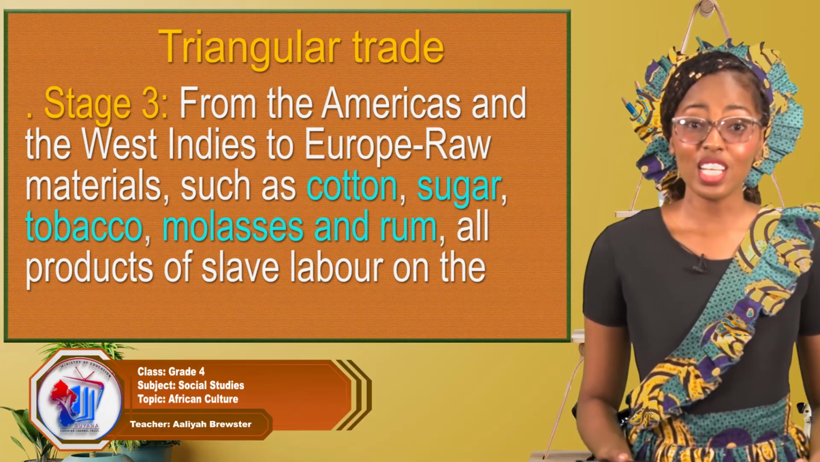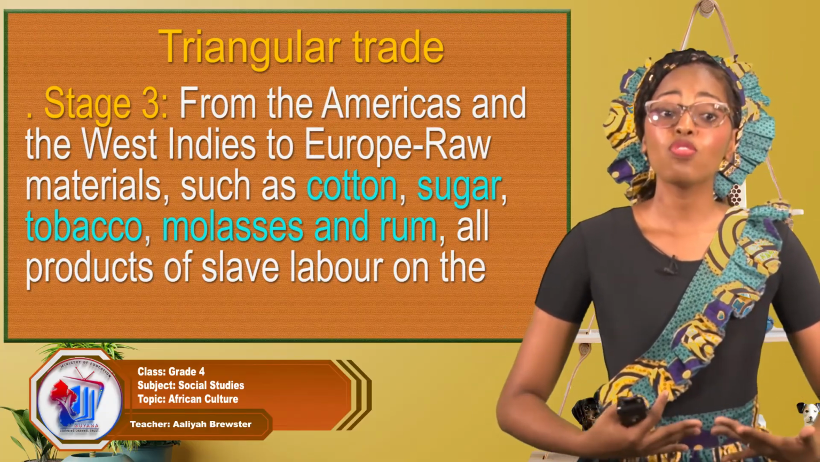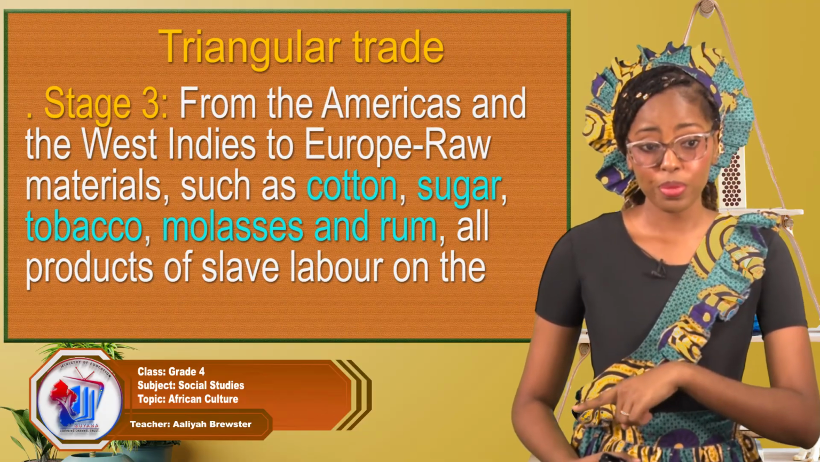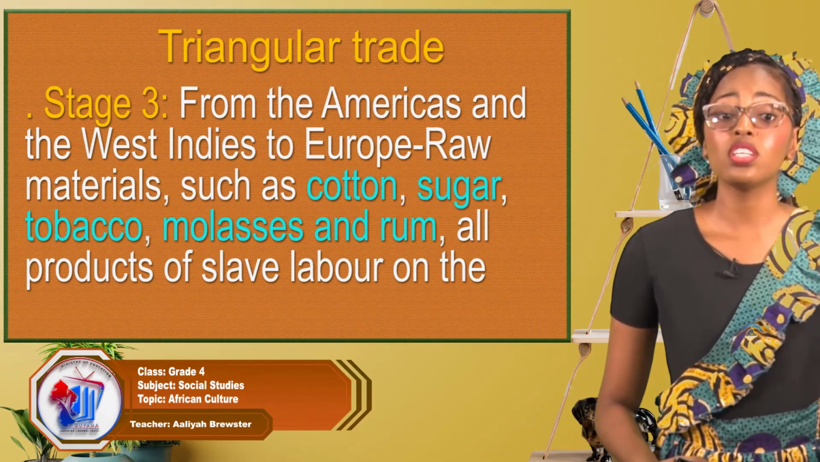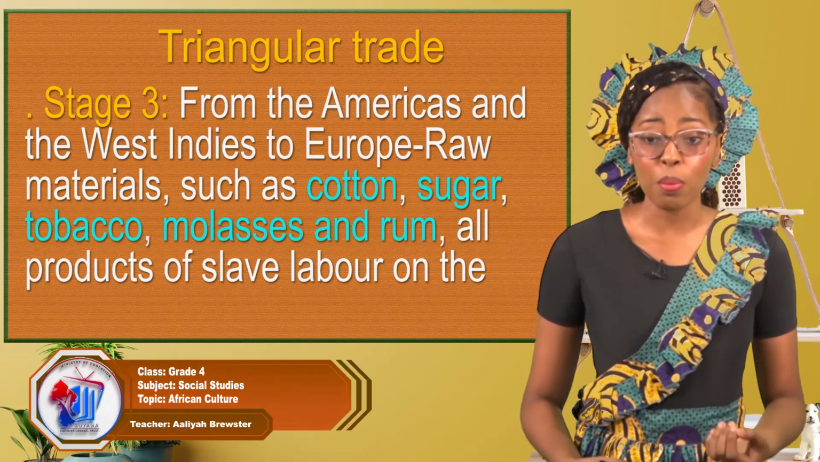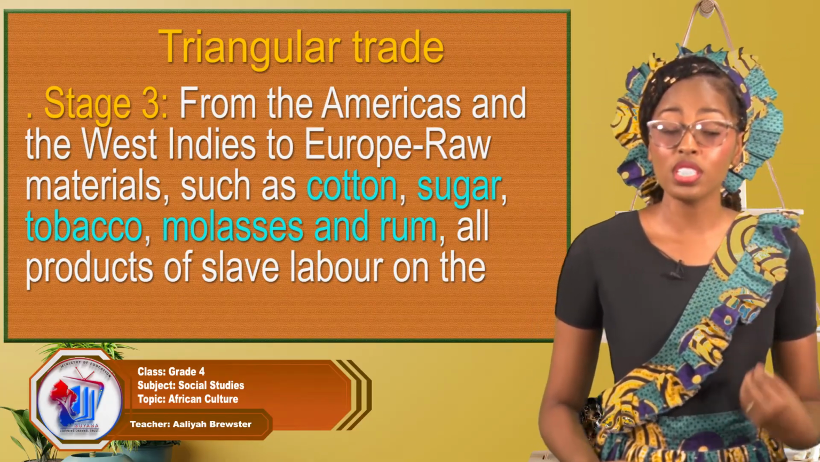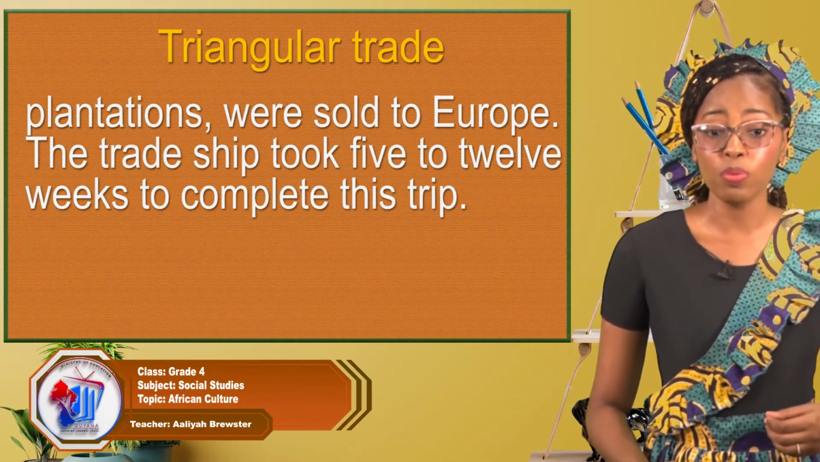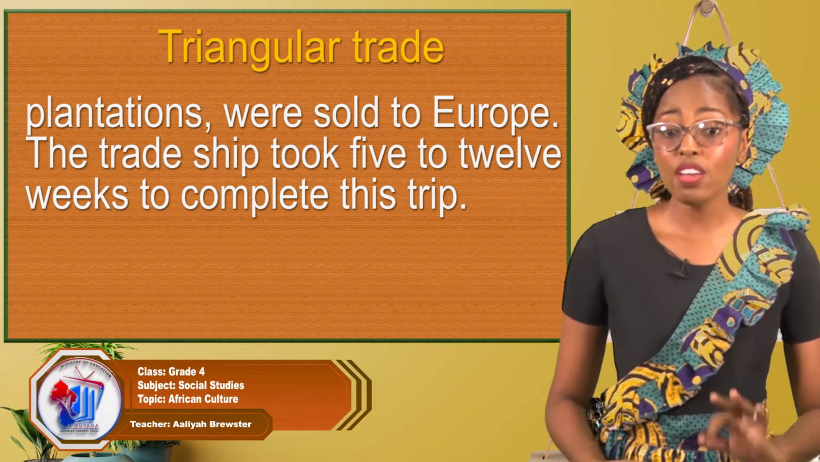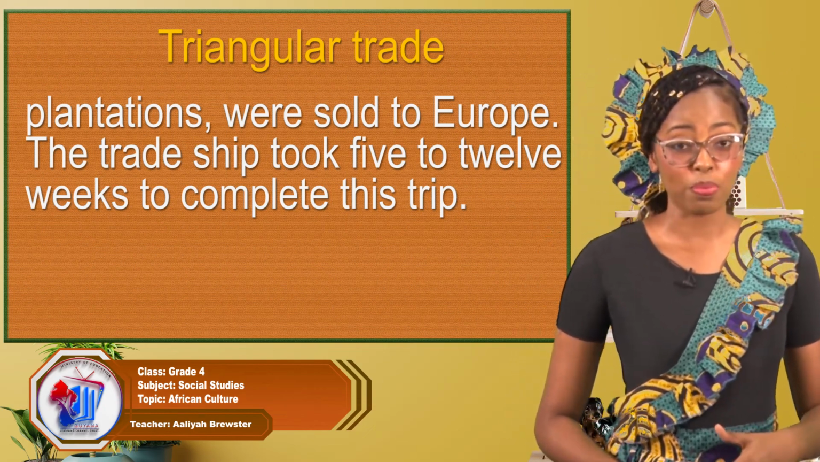The final stage, which is stage 3, is the voyage from the Americas and the West Indies to Europe. Here, raw materials such as cotton, sugar, tobacco, molasses, and rum, which were all products of slave labor on the plantations, were sold to Europe. The trade ship took 5 to 12 weeks to complete this trip.